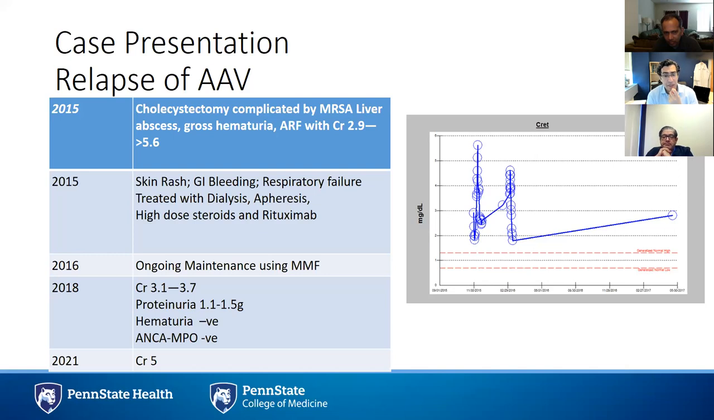And at that time, I think the diagnosis of a relapse of vasculitis was made, and I thought maybe the infection and everything kind of triggered the relapse or some immune event. And he at that time was treated with, he needed dialysis. We actually did plasmapheresis on him as well, and he was given high dose steroids along with rituximab.